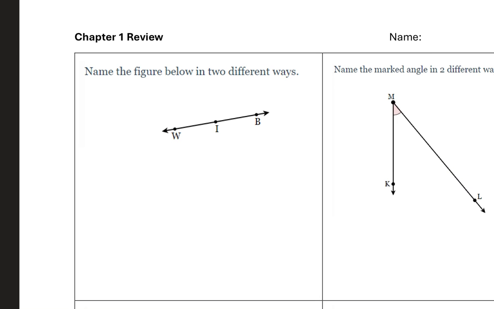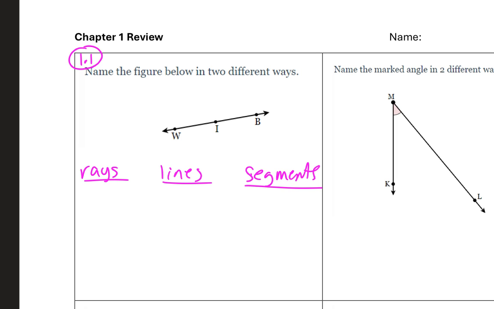All right, so the first one, this is from 1.1. Name the figure below in two different ways. On this day, we talked about rays, lines, and segments. Rays, the symbol is like this, as in that and that. The symbol on this one is two arrows. The symbol on this one is this and this.